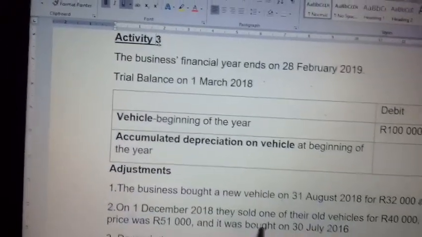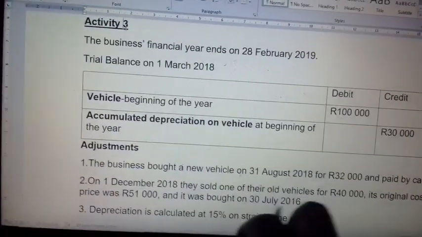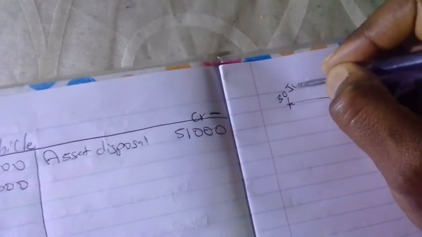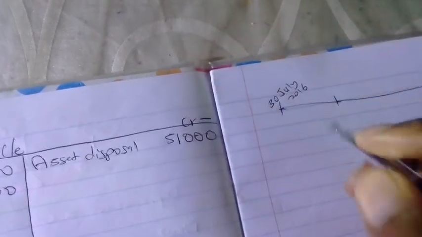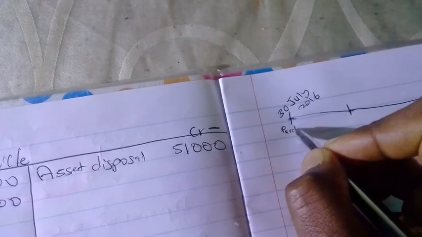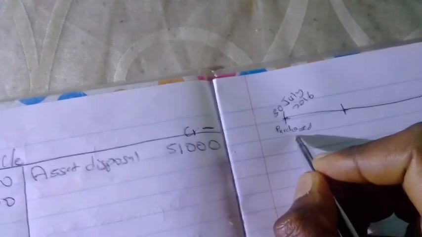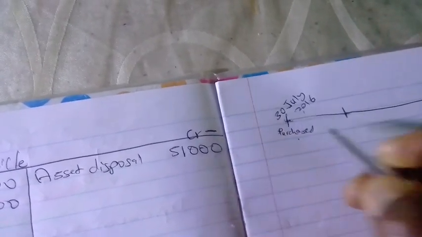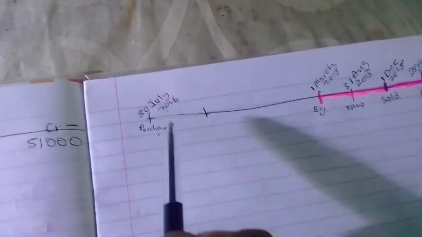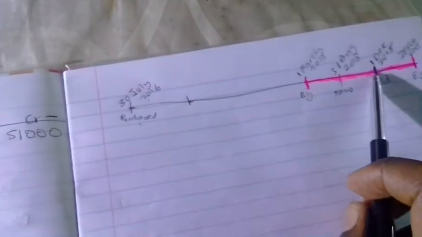They said it was bought on 1 July 2016. So please, this is a date, it's very important. It means you are going to your timeline. On our timeline, they said this was bought on 30 July 2016. It means this asset has depreciated from this day until the beginning of the year, and the current year will also depreciate until they sold it on 1 December 2018. So we have to calculate depreciation from 30 July 2016 until 1 December 2018.